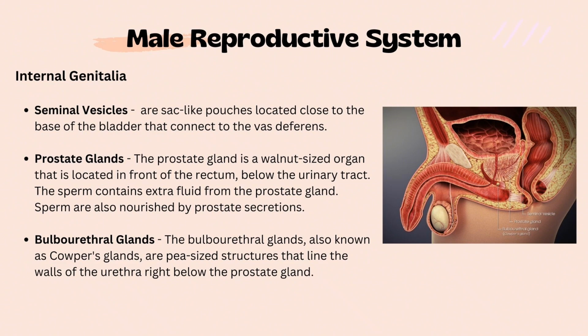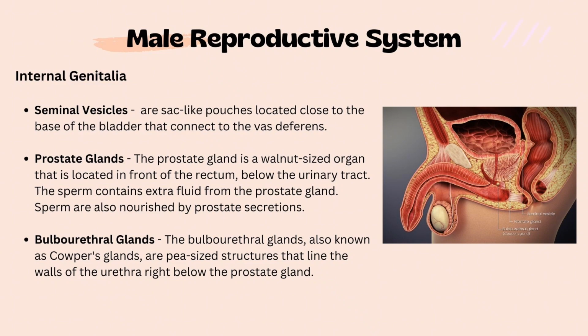Next, prostate glands. This is a walnut-sized organ that is located in front of the rectum, below the urinary tract. The sperm contains extra fluid from the prostate gland. Sperm are also nourished by prostate secretion. This is below the bladder in men and surrounds the top portion of the tube that drains urine from the bladder, or ginatawag na urethra. The primary function is to produce the fluid that nourishes and transports sperm or seminal fluids.